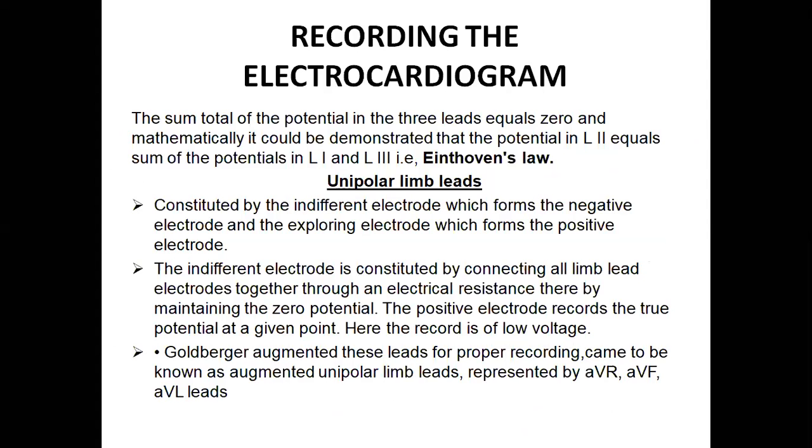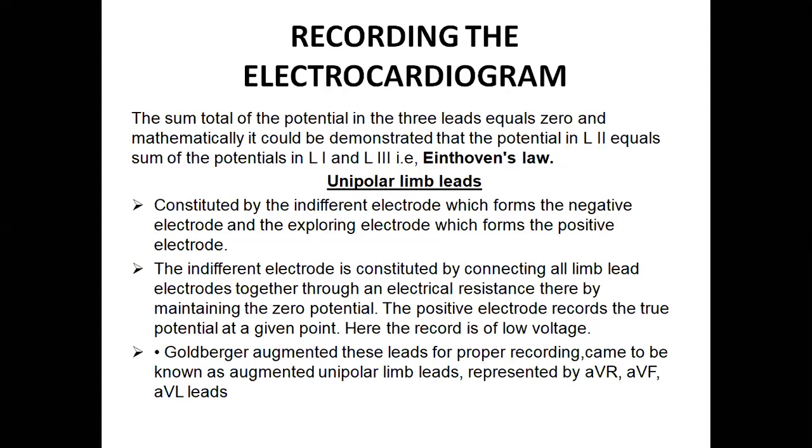The sum of the potentials in the 3 leads equals 0, and mathematically it can be demonstrated that the potential in lead 2 equals the sum of the potentials in lead 1 and lead 3. This was Einthoven's law, for which William Einthoven won the Nobel Prize. That means whatever voltage is coming in lead 1 and lead 3, the sum of these 2 equals the potential of lead 2.